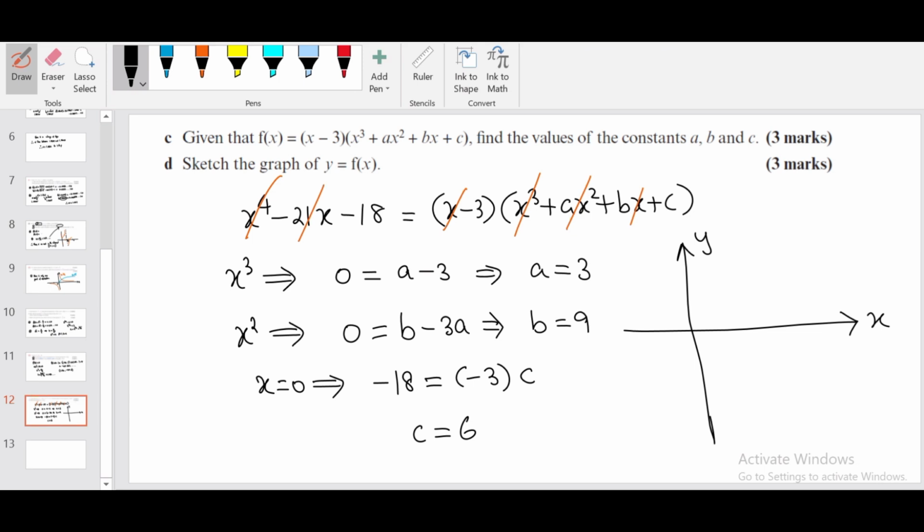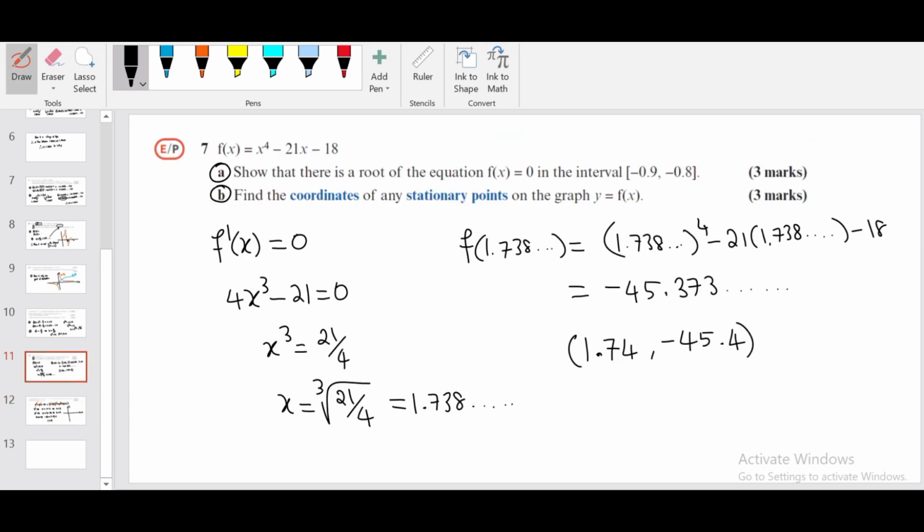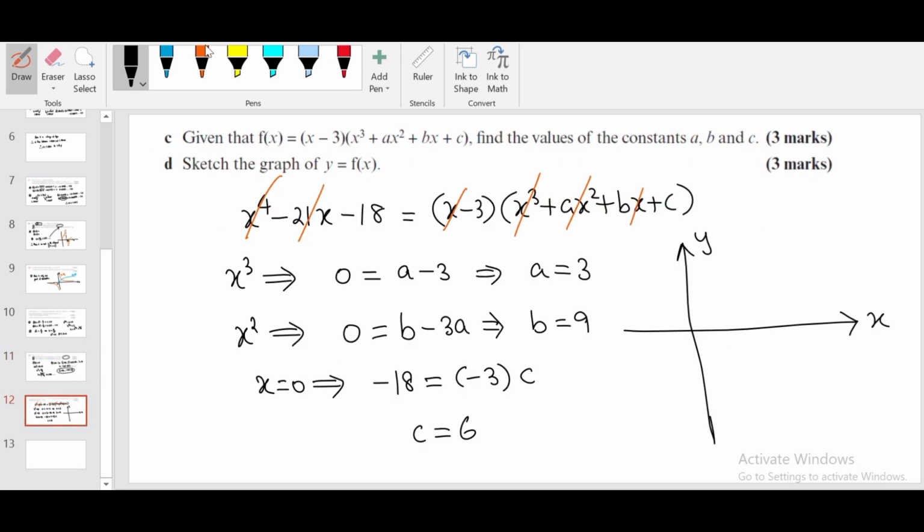But here what you need to understand, the graph has a crossing at this point, minus 0.9, minus 0.8. Okay? And it has a stationary point. So the graph is gonna look like this. It's not a parabola, it's more like a skewed one. You mention the point here, 1.74, the stationary point, minus 45.4, and then mention negative 1.9, negative 1.8 here, origin. Understand? That's the graph. Okay.